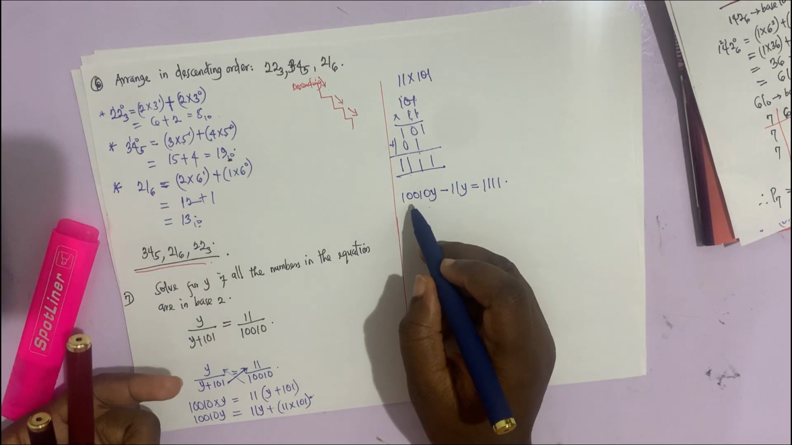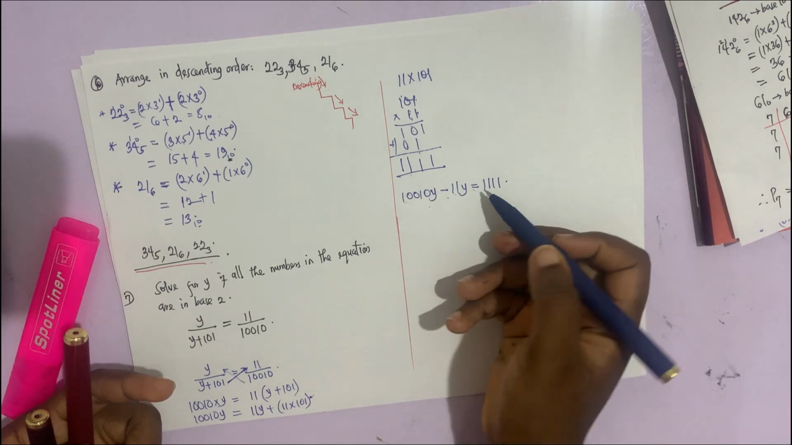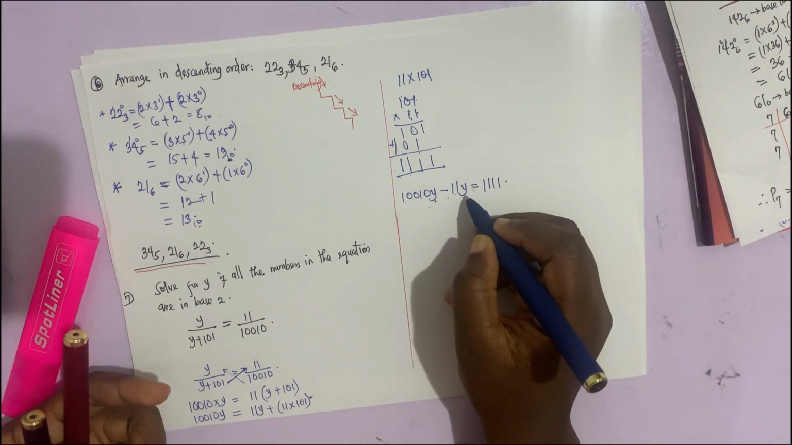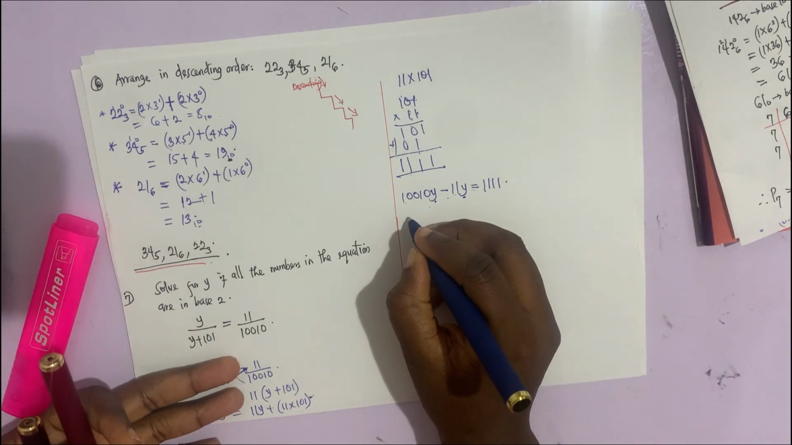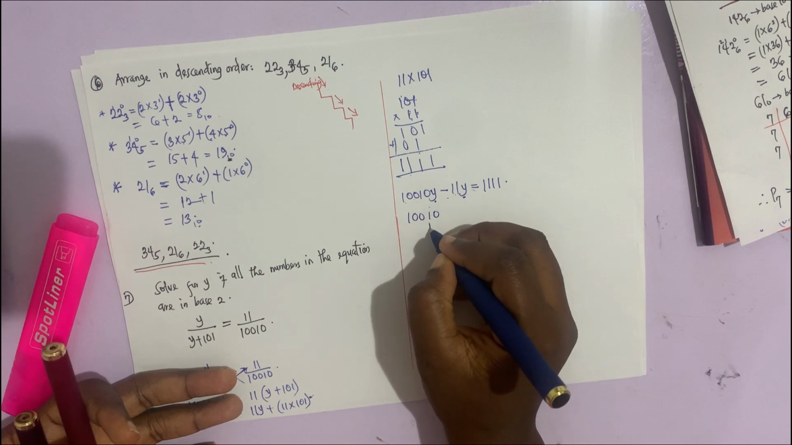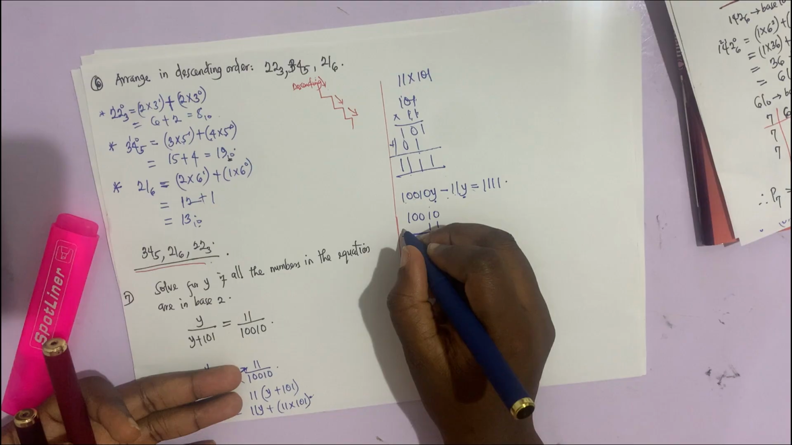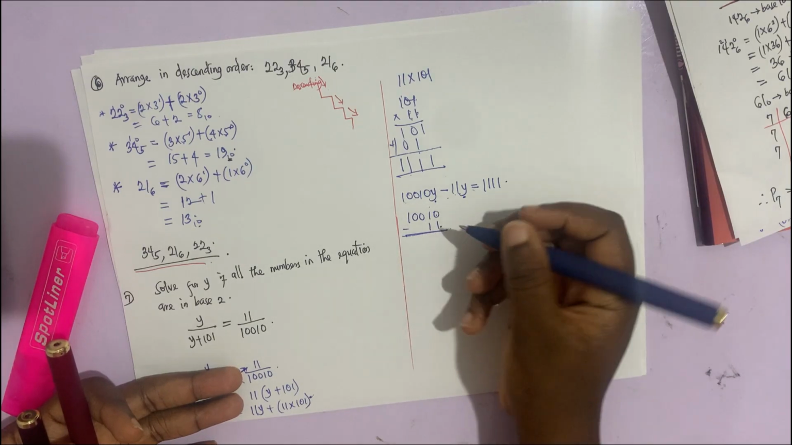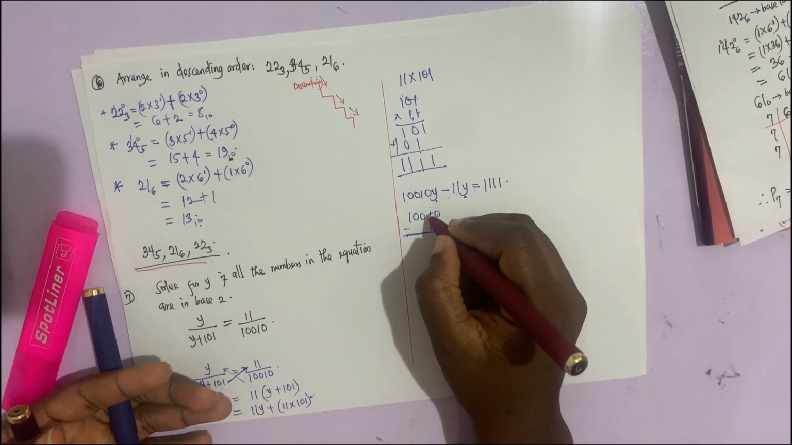The idea here is 10010y minus 11y, where y is just a letter. So you can neglect the letter first and then actually do 10010 minus 11, then we pull back our y. So 0 minus 1 is impossible. We come here, we borrow 1.